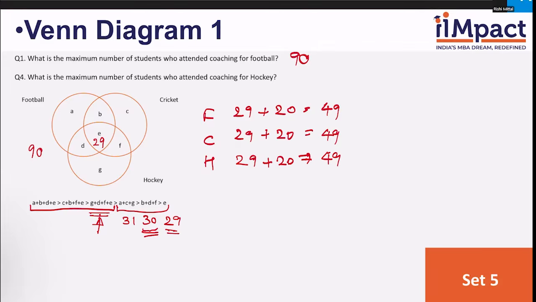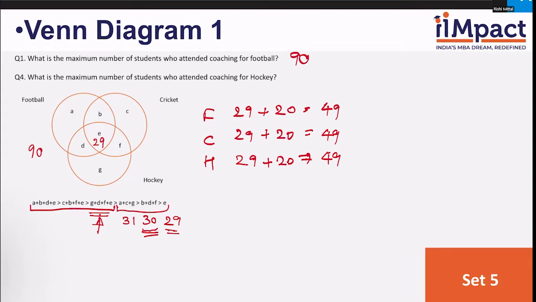Because I want the football players, cricket players and hockey players to be as close as possible. Only then can I have hockey as maximum. Because if football and cricket are further away, the number will only come out of hockey. And I want hockey to be maximum. So I'm trying to keep them equal till the last point.